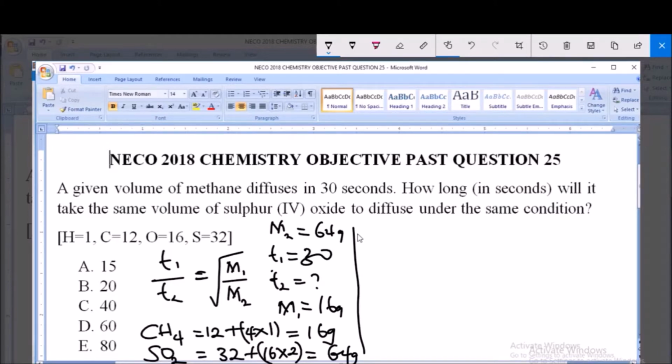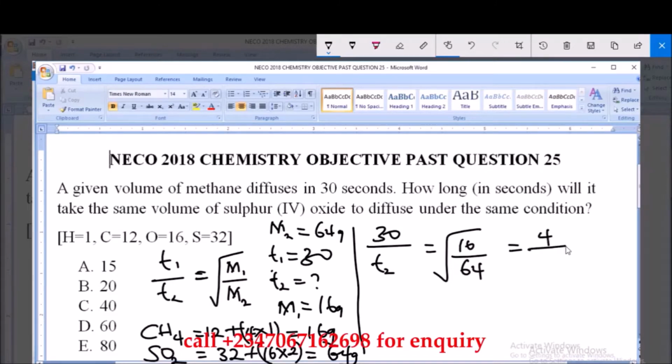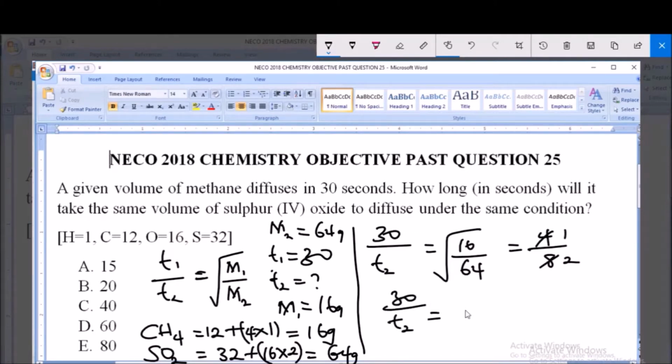Now we have T1 to be 30 all over T2, which is what we're looking for, is equal to the square root of M1, which is 16, all over M2, which is 64. Now the square root of 16 is 4, all over the square root of 64 which is 8. From here, 4 will go into 8 twice, and into itself once. So we have that 30 all over T2 is equal to 1 over 2. Now when we cross multiply, we have that T2 is equal to 2 times 30, which is equal to 60.